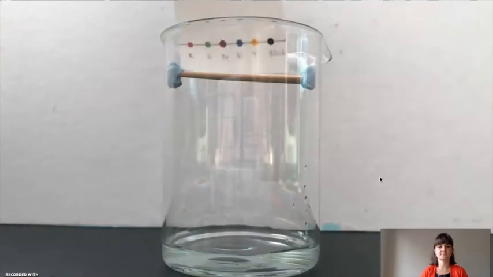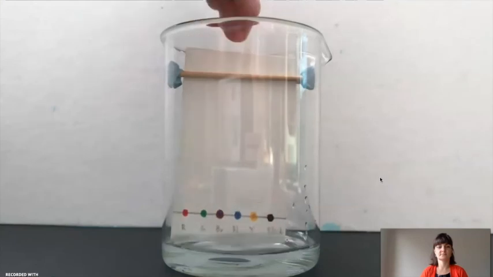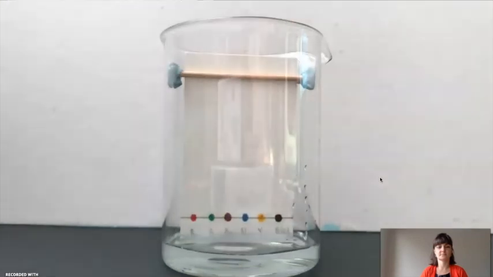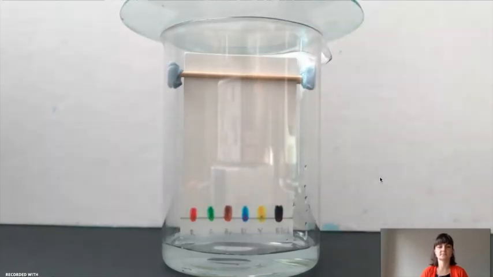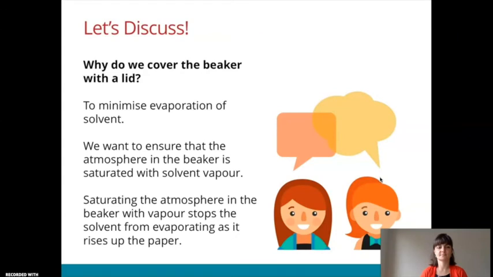Moving on, we now place the chromatography paper and immerse it in the solvent. We also must not forget that we have to cover the beaker with a lid. Why do you think this step is important? Covering the beaker with a lid minimizes evaporation of the solvent as it travels up the chromatography paper.